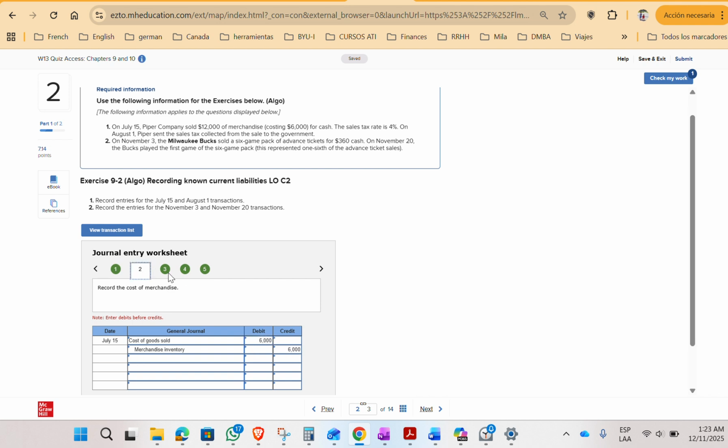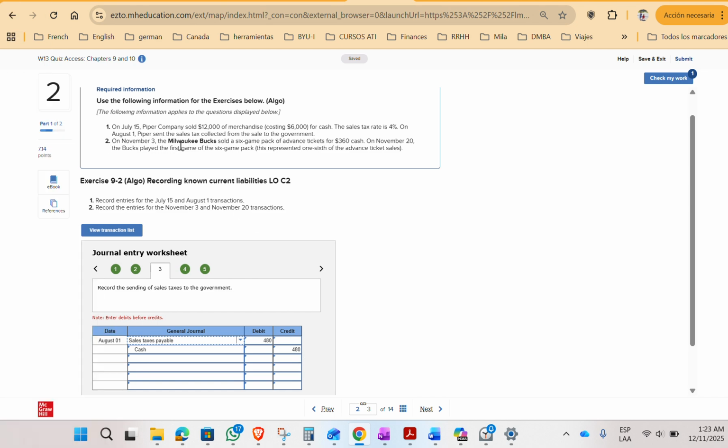Then we have to record the cost of merchandise. Our cost of goods sold was 6,000, and in the merchandise inventory, obviously 6,000 too. And to record the sending of sales taxes to the government, which happens on August 1st, we have to write the sales taxes payable as 480 as debit and the cash as credit with the same amount.